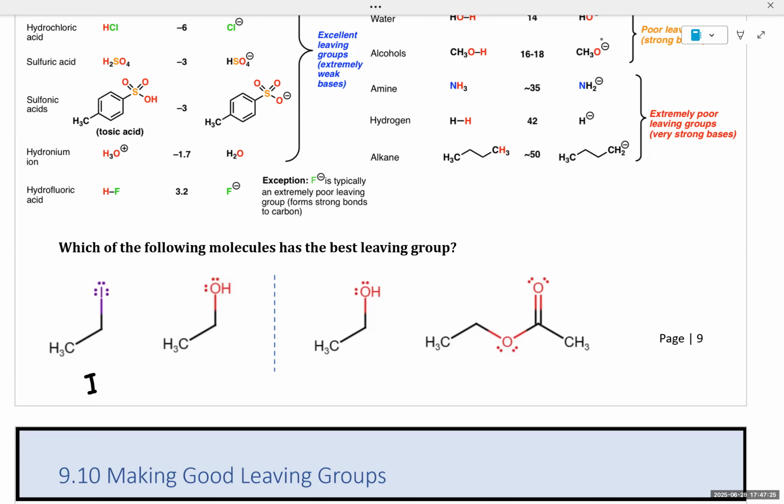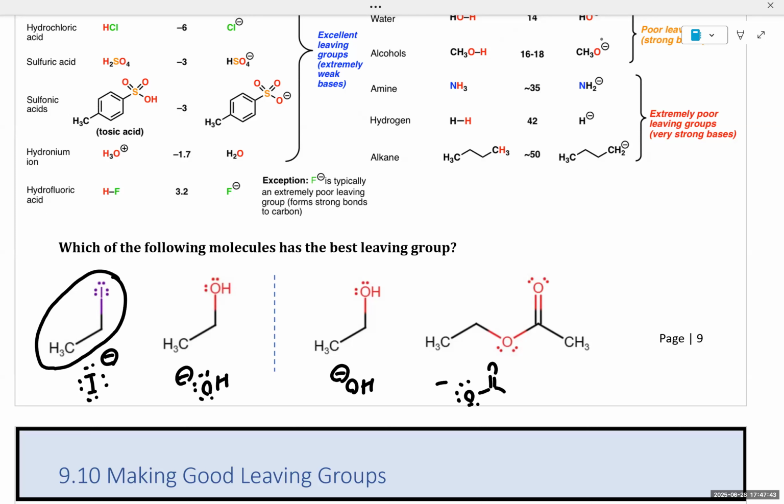So in this case, we have a choice between iodide and hydroxide. Iodide is the weaker base and the better leaving group. In the second case, we have a choice between hydroxide and the acetate anion. The acetate anion is the weaker base and thus the better leaving group. Good leaving groups are weak bases with stable charges. So good leaving groups have the capacity to stabilize a negative charge and stabilize electron density.